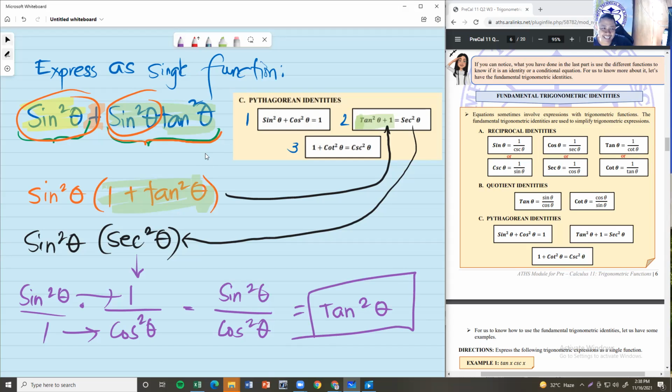Oh, it's magic. Yes, it really is magic, because you just have to play with your identities. You just play with them so that you arrive at a single function. Now, if you are not successful in the process, keep going until you get the correct one. Okay? That's it. Let it sink in for a while.